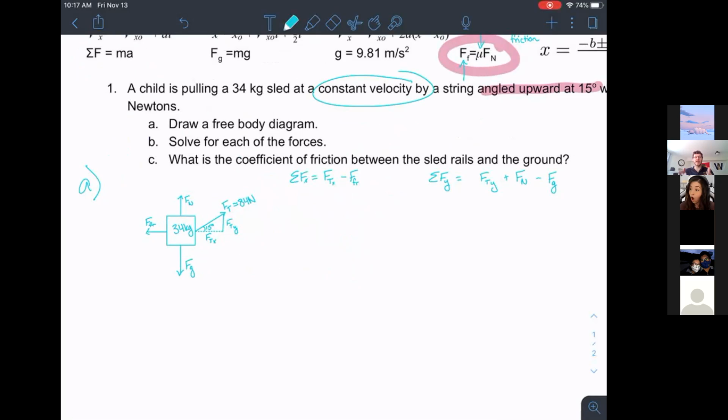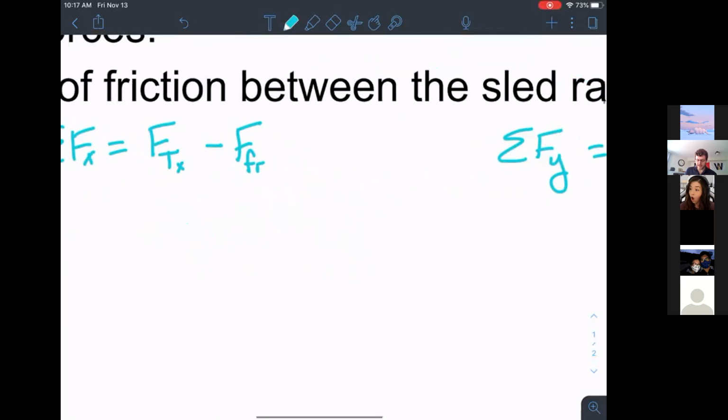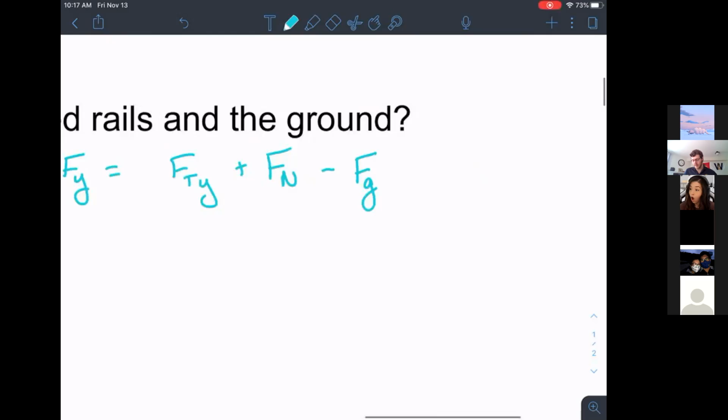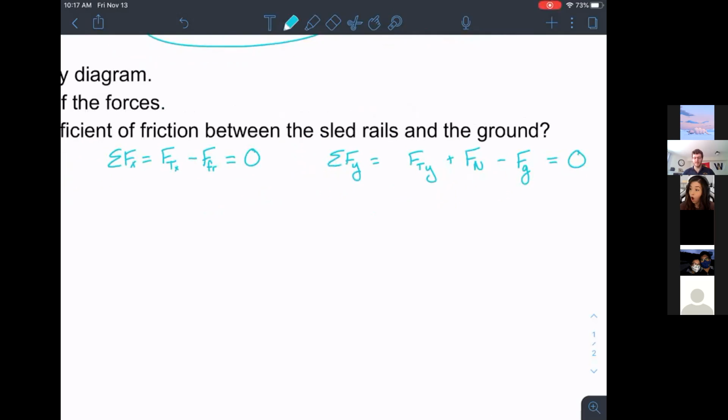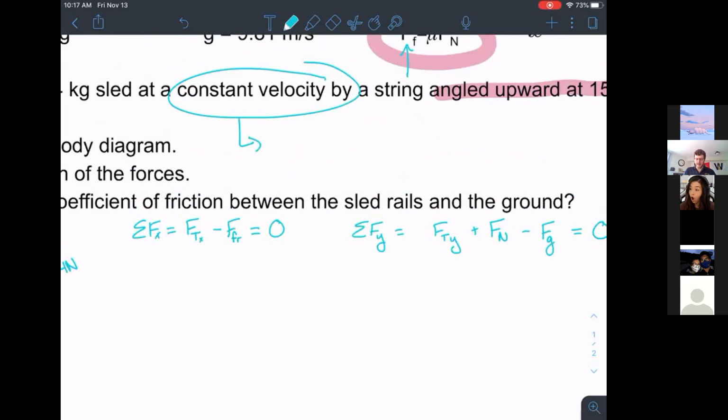Acceleration is 0, which means that the sum of our forces, what does each of our sums of forces have to equal? 0. They both equal 0 because the acceleration is 0, which means the sum of our forces in the x direction is 0 and the sum of our forces in the y direction is 0, because there's no acceleration.